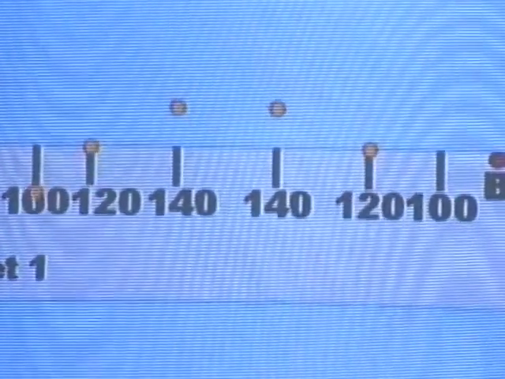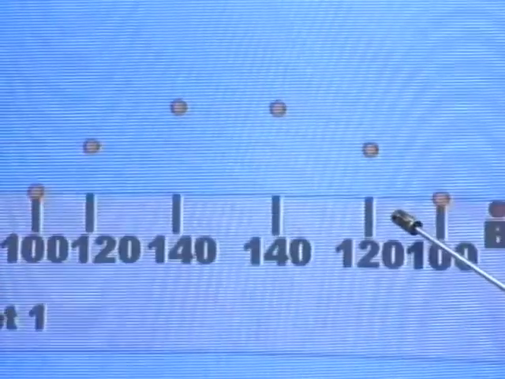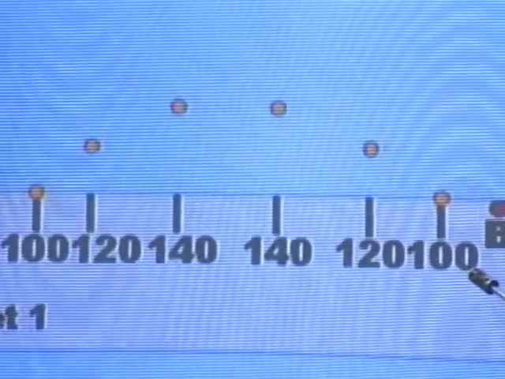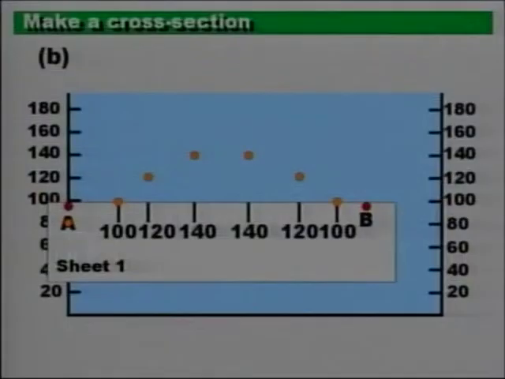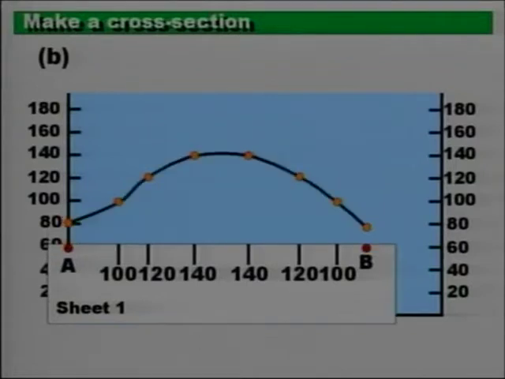Okay, then we come back down to 120. Then you come to 100 meters. And finally, you come to where B is. You check the points, make sure your points are plotted accurately. And once you use freehand to connect the dots, this is what the feature should look like. You check and make corrections.